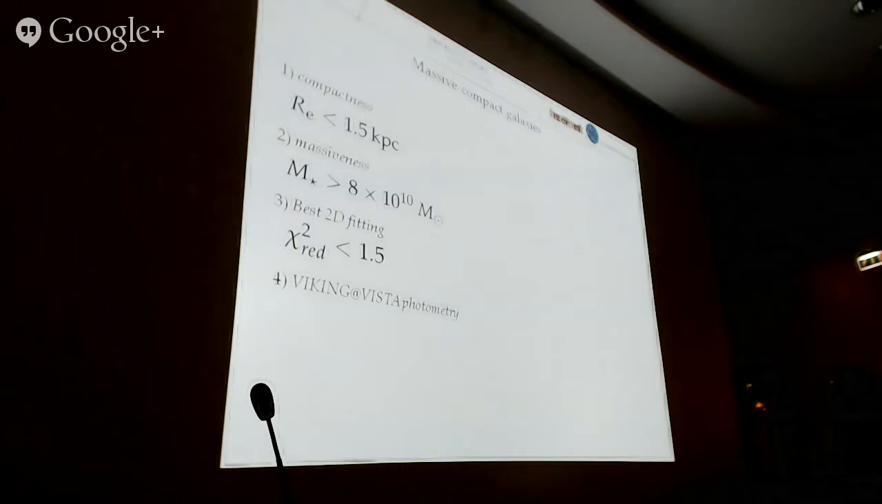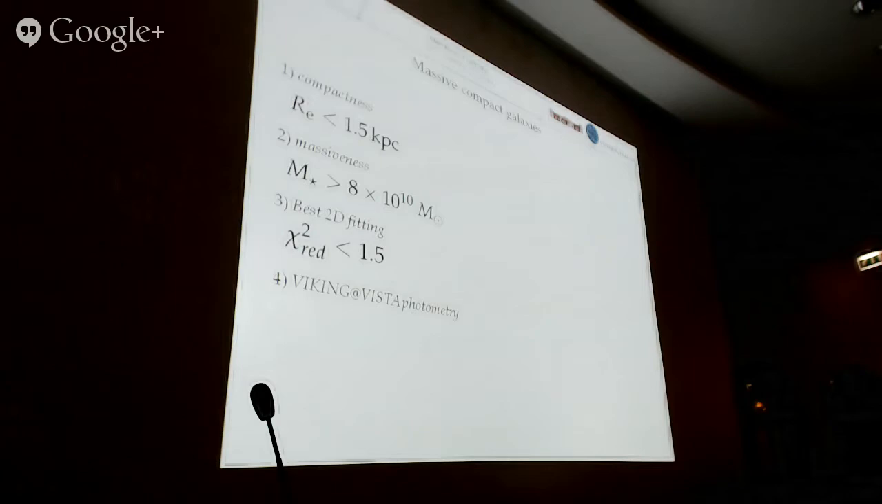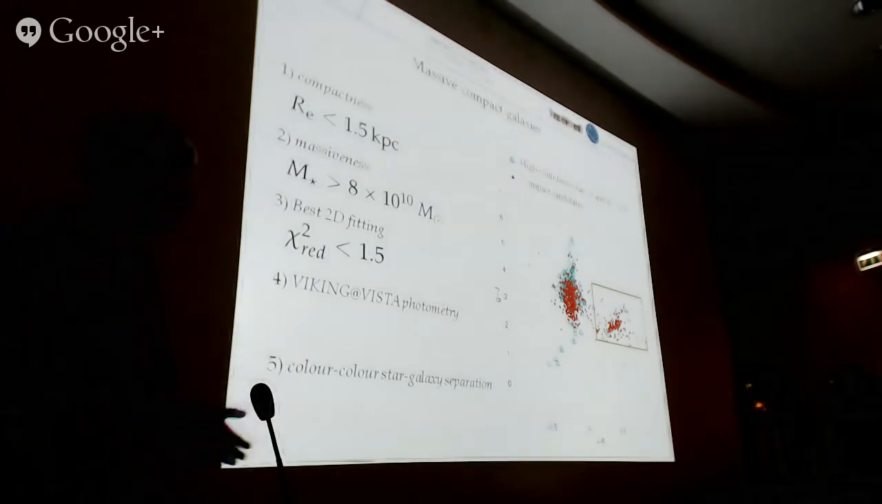We are searching for very massive galaxies. Sorry, I will be fast. Galaxies with the best 2D fitting, and finally we remove any contamination by stars, since we are searching for very small systems, so stars which are misclassified. In this case, we are using VIKING data, VIKING photometry, and we are plotting the stars and the compact candidates on this diagram, a typical color diagram, which allows us to separate stars from galaxies. And we have taken this sample of final candidates.